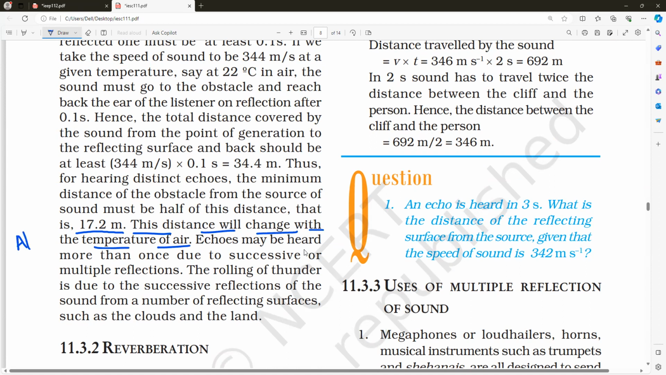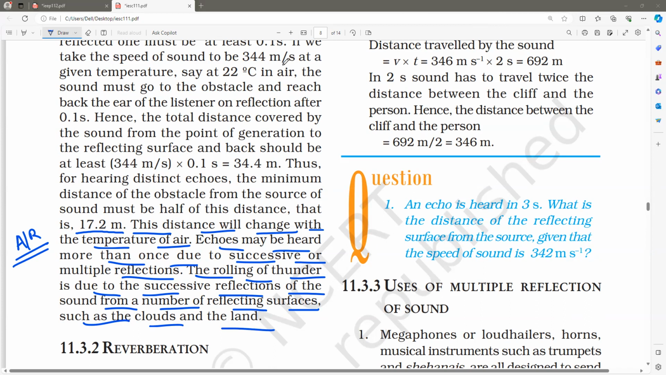For assertion and reason, this is a very, very important question. Echoes may be heard more than once due to successive or multiple reflections. That is what makes thunder roll. The rolling of thunder is due to the successive reflections of the sound from a number of reflecting surfaces such as the clouds and the land. That is how sound is produced during thundering and lightning. That is what you have to remember. Clear, everybody? Yes, please.